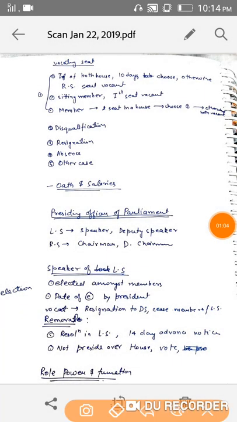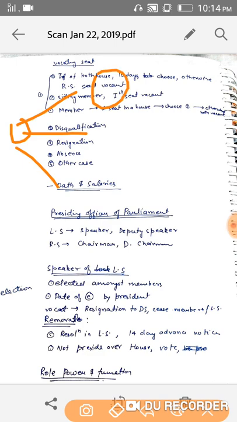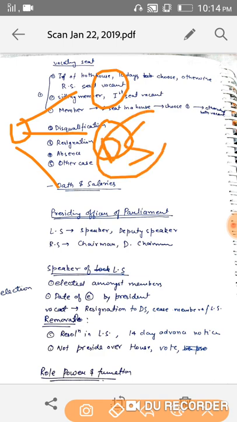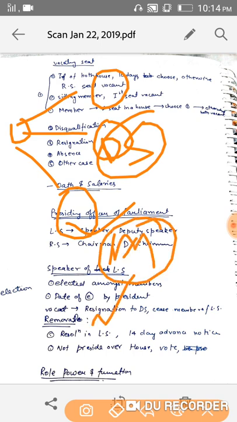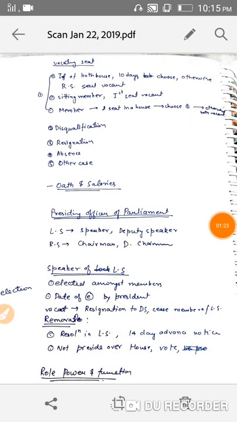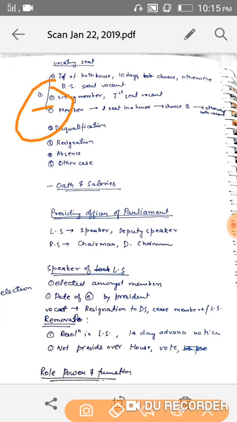There are three ways in which his office can become vacant. One, he ceases to remain a member of the Lok Sabha. Two, he resigns by writing to the Deputy Speaker, not to the President. Three, he is removed by a resolution passed by a majority of the members present and voting, and a majority of the total strength of the House. When a resolution regarding his removal is pending, he cannot preside over the House. He remains a member and can vote in the first instance.